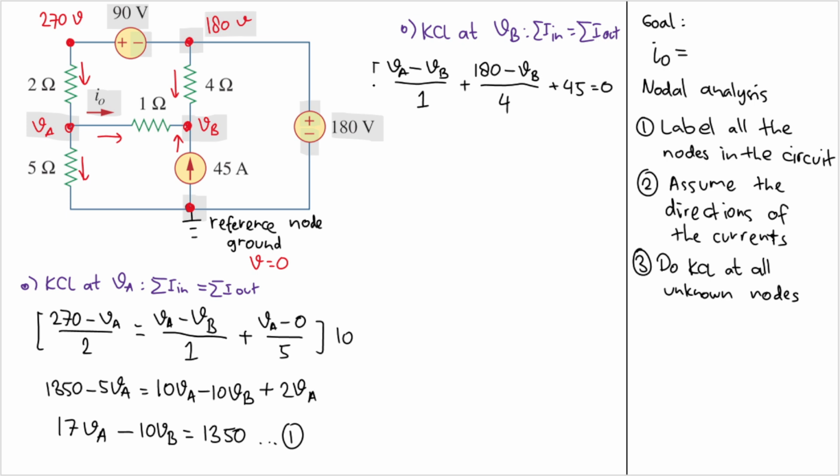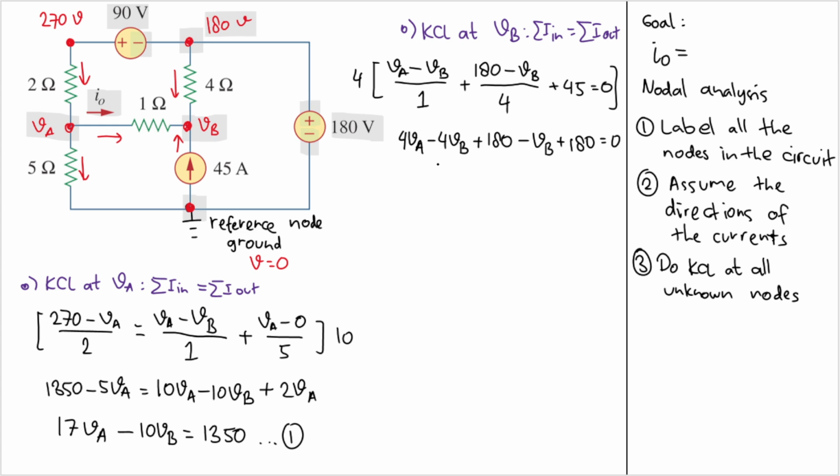Good. And I think we need to multiply both sides here by 4. Okay, on the left hand side, we will have 4 VA, 4 VA minus 4 VB. Okay, 4 and 4 will cancel each other, so I will have plus 180 minus VB. And then we will have 45 multiplied by 4, that will be 180, right? And all of that will equal to 0.